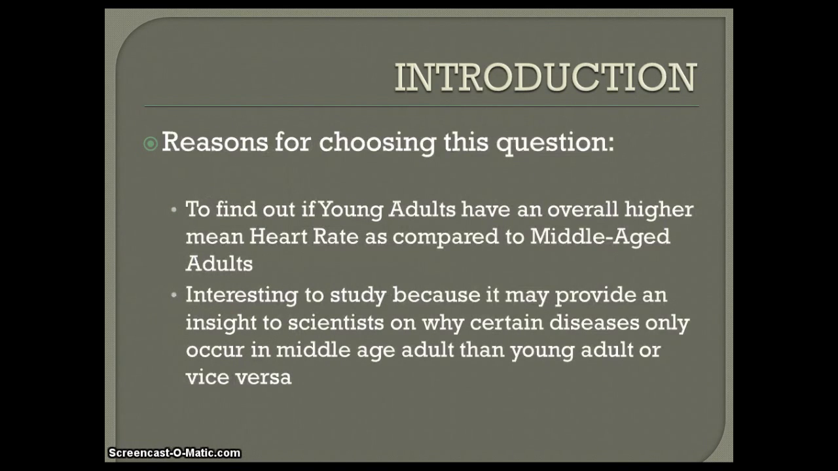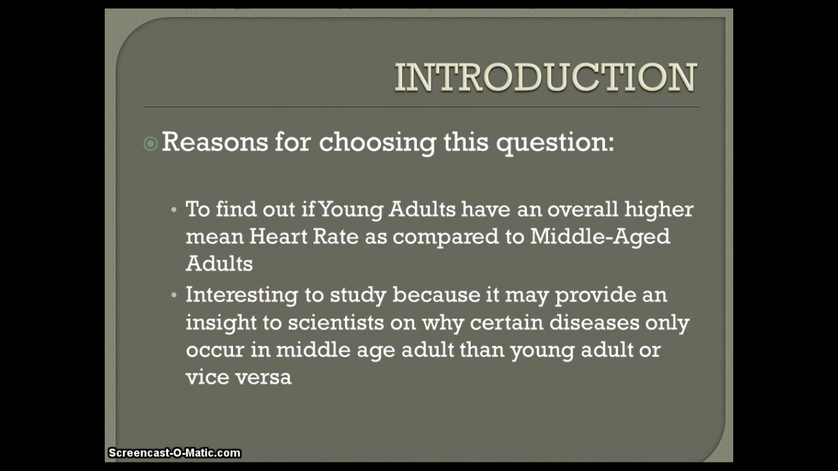The reason for choosing this particular IV-DV pairing is because we wanted to find out if young adults have an overall higher mean heart rate as compared to middle-aged adults. In other words, we wanted to study if age group plays any part or role in the heart rate of individuals. The two levels of IV are interesting to study because studying whether the independent variable, age group, has an effect on the dependent variable, heart rate, may provide an insight to scientists on why certain diseases only occur in middle-aged adults rather than young adults or vice versa.